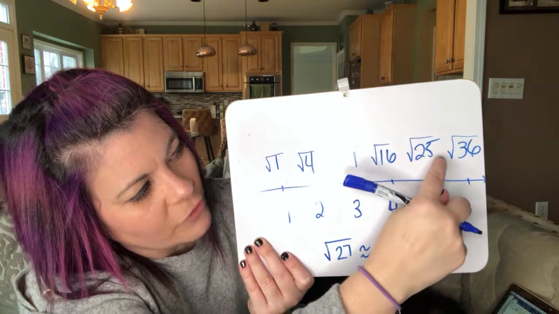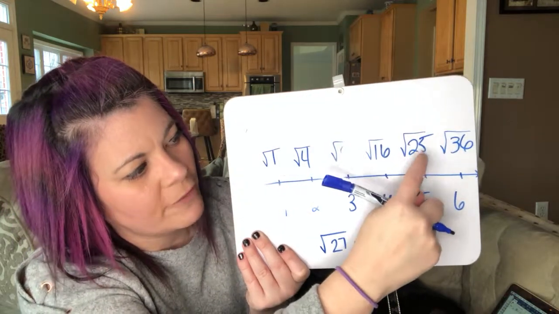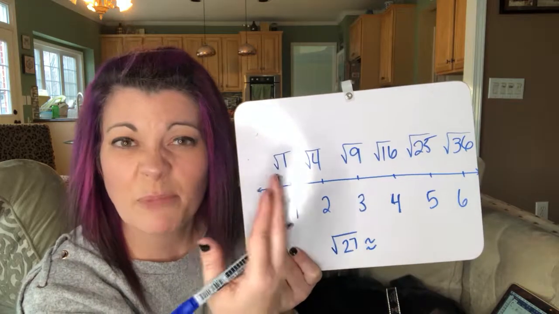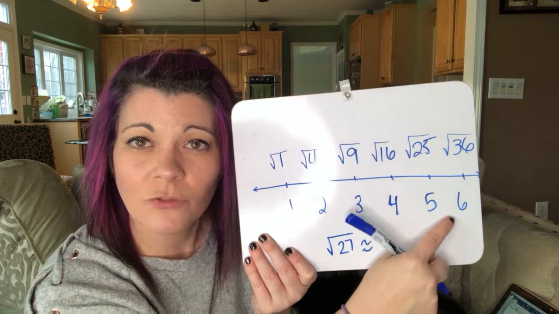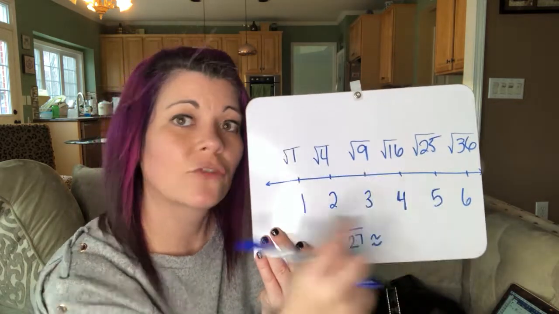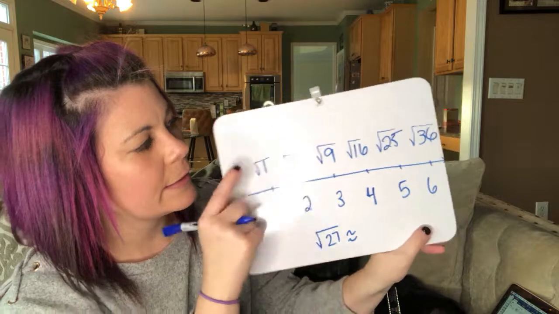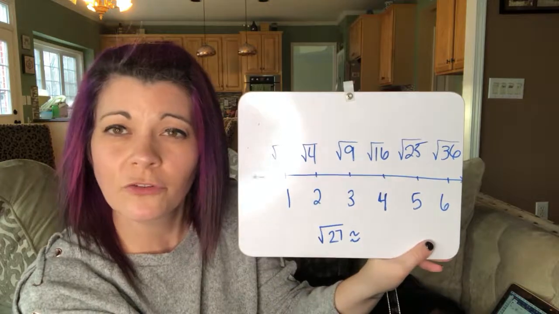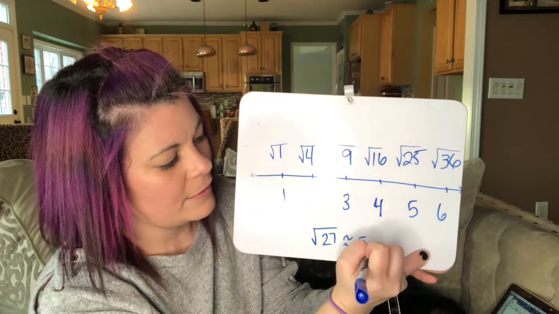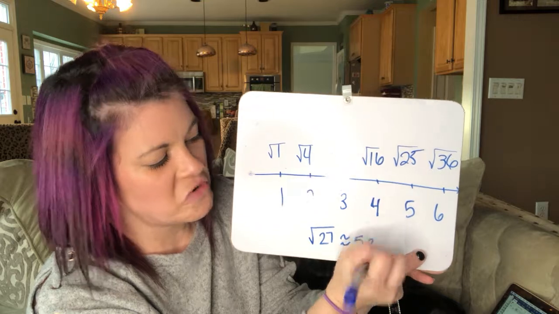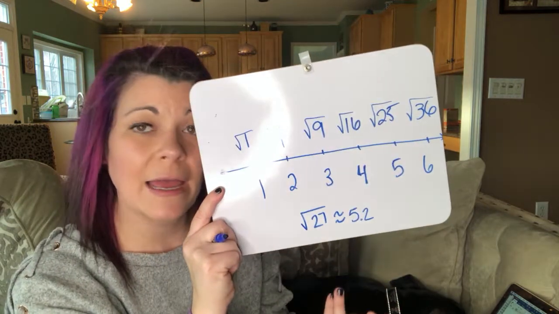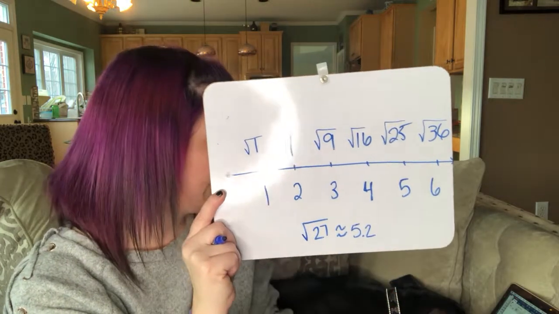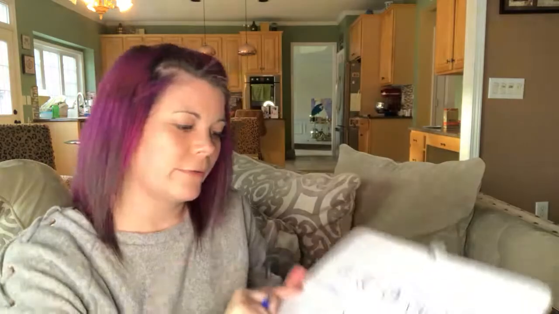I can even get more exact. 27 is closer to 25, so that means that my answer is actually going to be less than 5.5, because 5.5 is halfway between 5 and 6. But since the square root of 27 is closer to the square root of 25, I'm going to estimate it to be around 5.2. I might be wrong, but I've gotten close, around 5.2 to estimate it. So that's how you estimate square roots. Let's do another one.